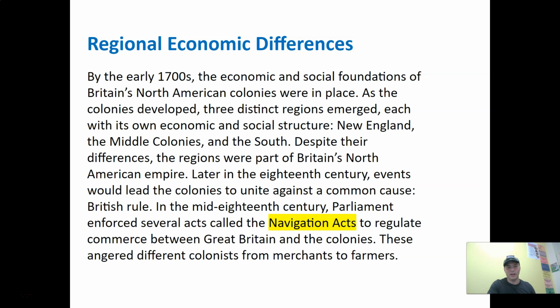So Parliament is going to enact several different acts called the Navigation Acts to really enforce how commerce and wealth should be distributed from the colonies back to Great Britain. And this is going to anger a lot of merchants and farmers in the colonies because they want those goods. They don't want to see their products being shipped over to Great Britain just so that those merchants in Great Britain can get all the money.